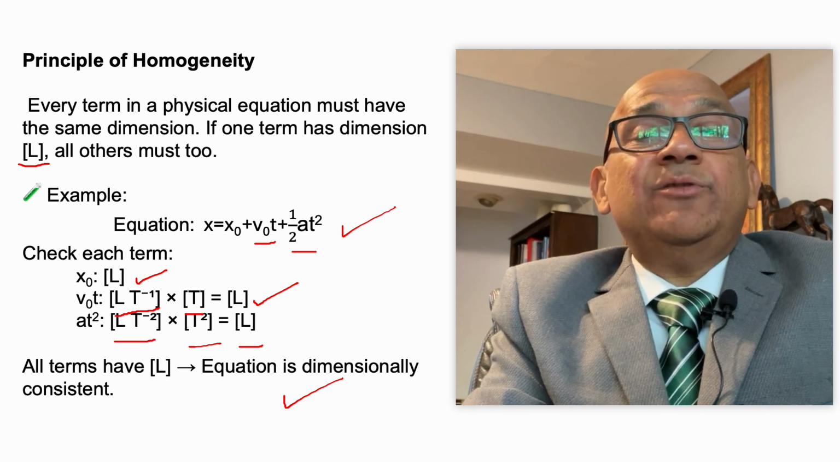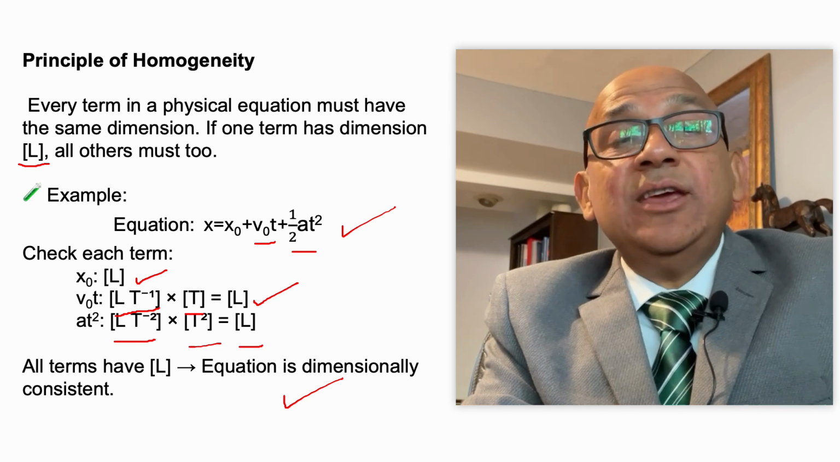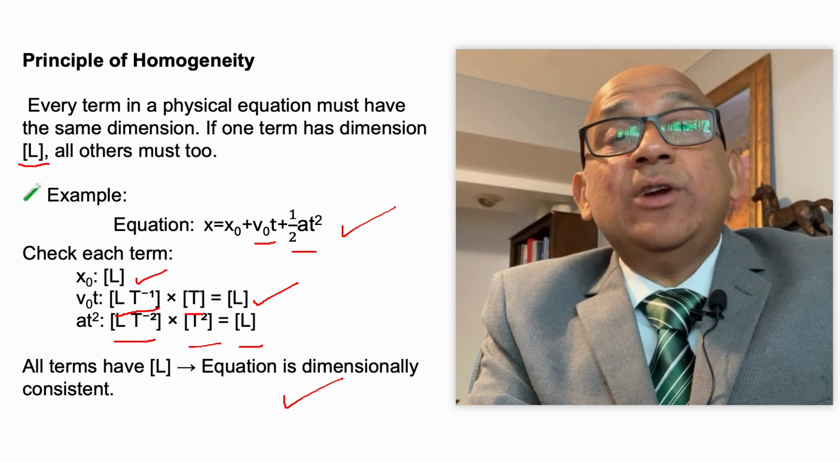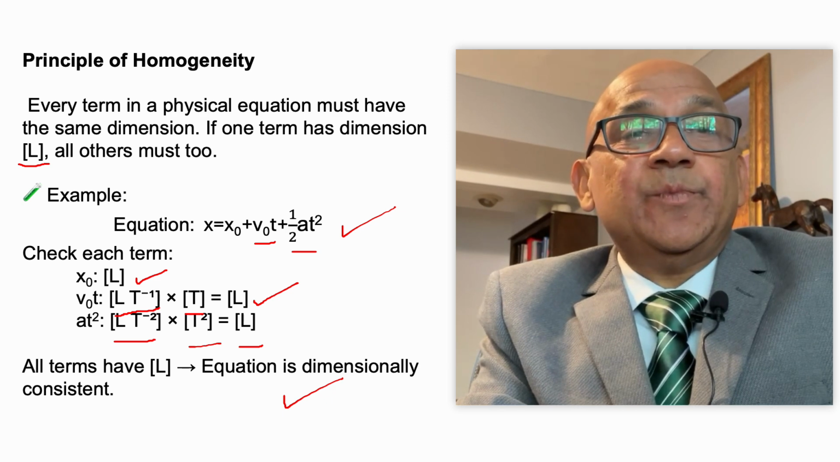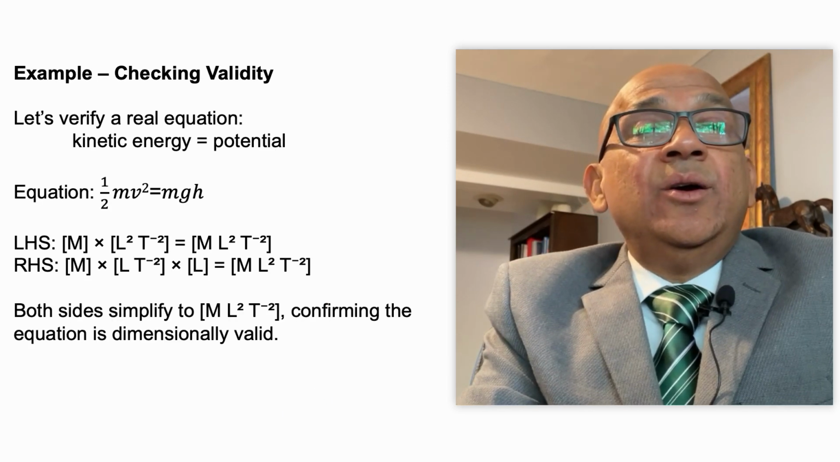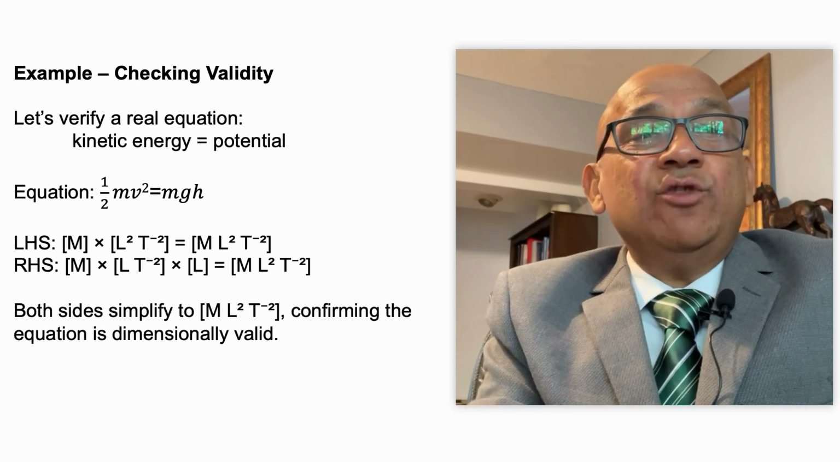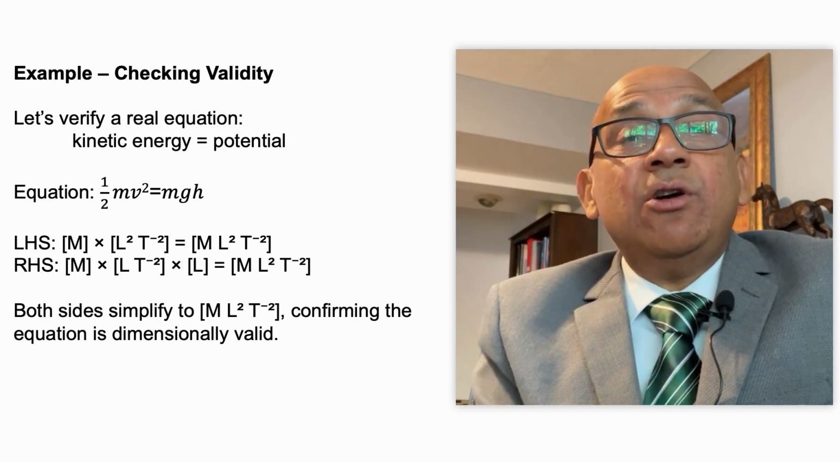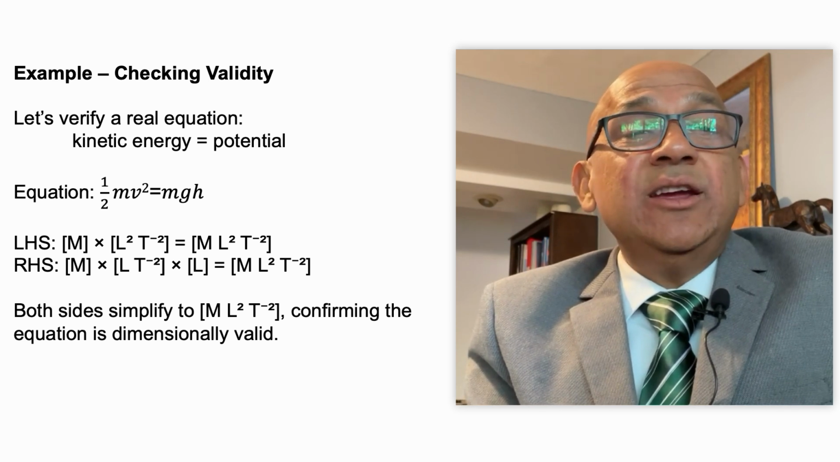If suppose it was not true, and some terms were not having the same dimension, then you can say that the equation is dimensionally incorrect. So, it is a very good way to check the validity of an equation, whether it is correct or not. If it is dimensionally incorrect, then it means the equation will be incorrect.